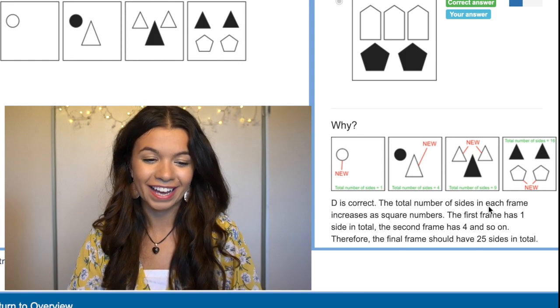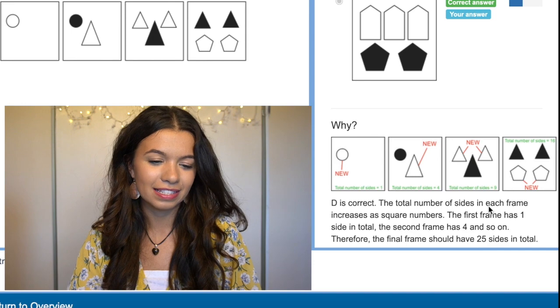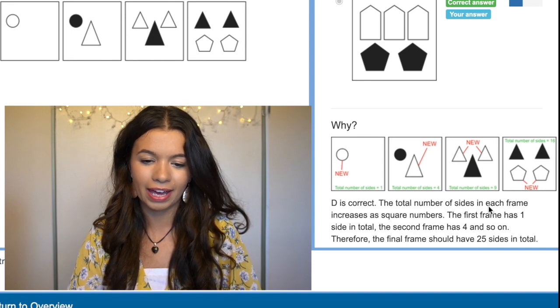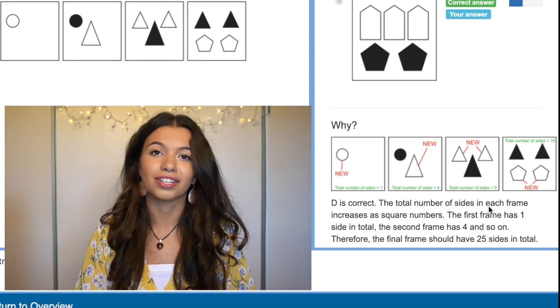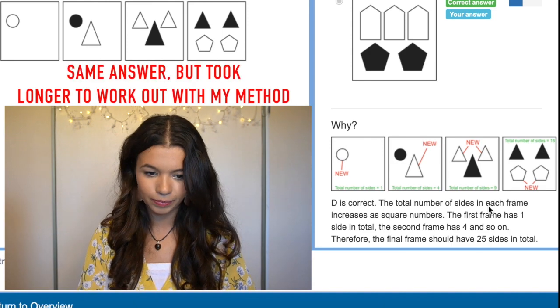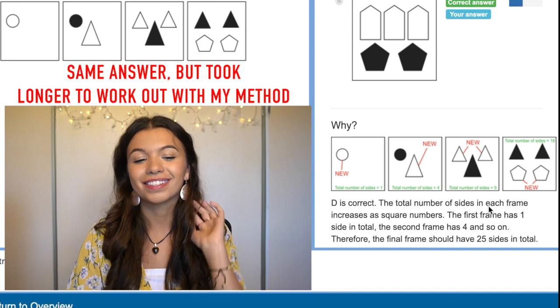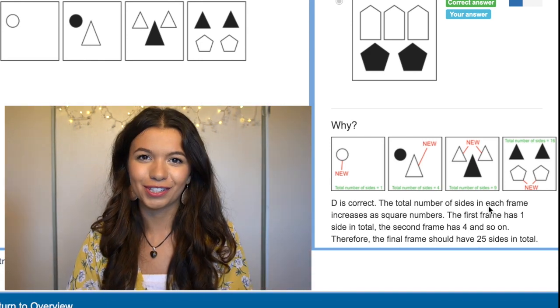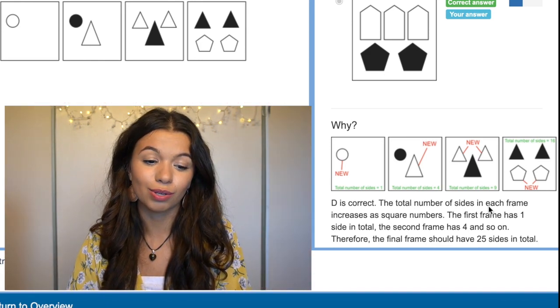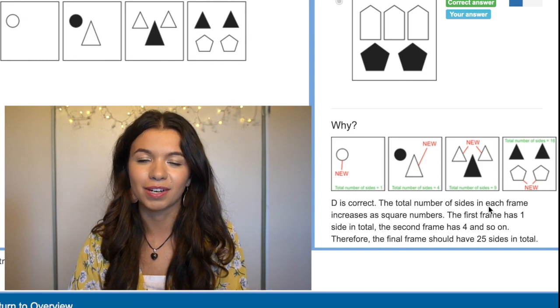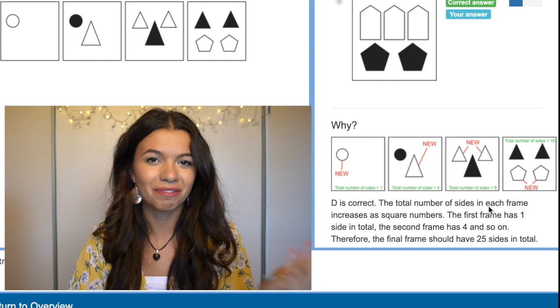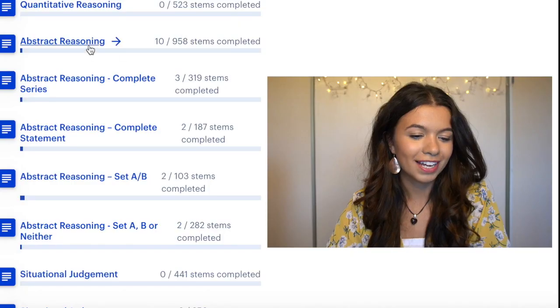Now, when I was working this out, I didn't see that pattern, and by some miracle, the conclusion that I came to, that the number of sides increases by 2 each time, worked. And so I was lucky here, but always try and think outside the box. Perhaps in the future, if you come across a similar question and you don't see that the patterns are increasing by a specific number, then think about square numbers, because that completely skipped my mind. On to the next one.